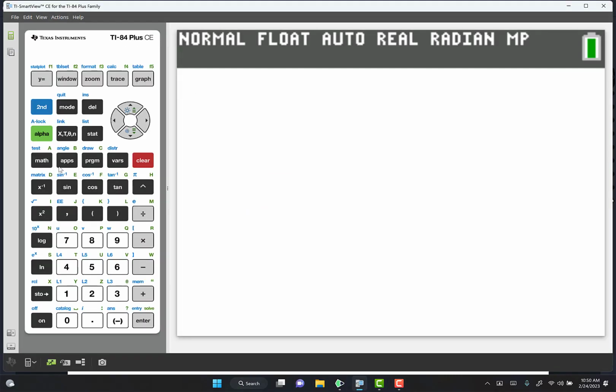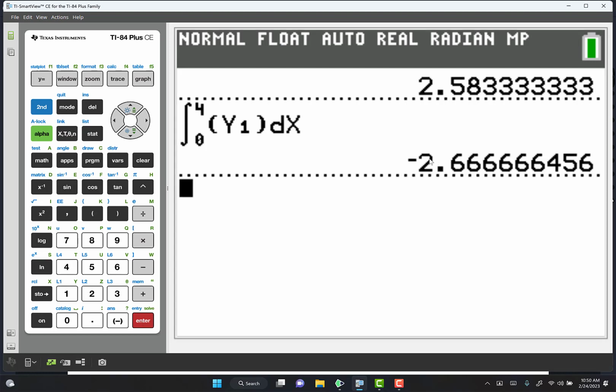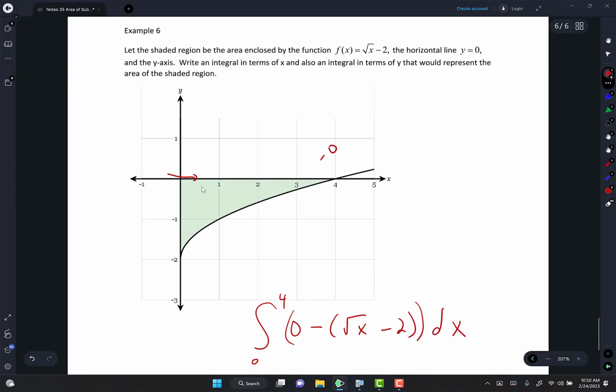Okay, so look what happens. If I go math 9 from 0 to 4, and then if I just put alpha trace y1, and I put x, I get that answer. Oh, I guess that's fine. But the reason why, look, this is negative because it's below the x-axis, right? But am I supposed to get a negative answer? No, well, it's below the x-axis, but right now I'm just finding area. And is area ever negative? No. So I'm supposed to get a positive answer.